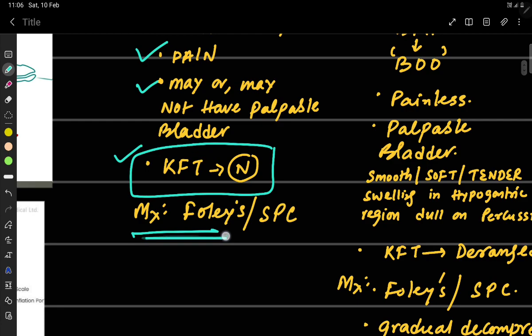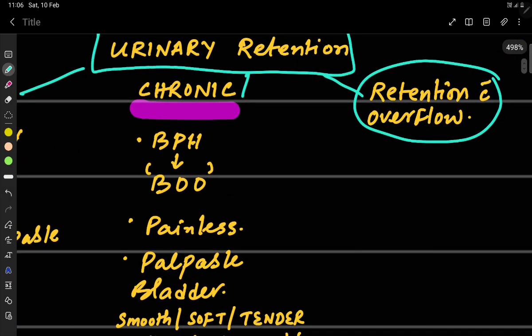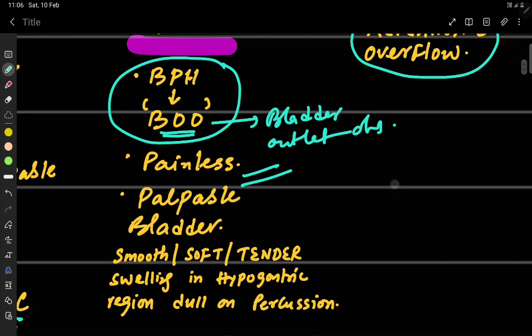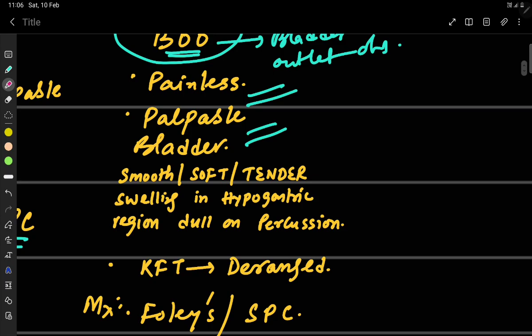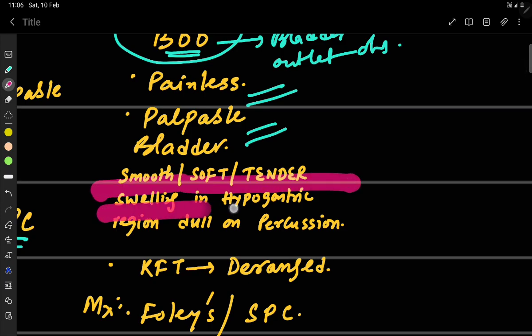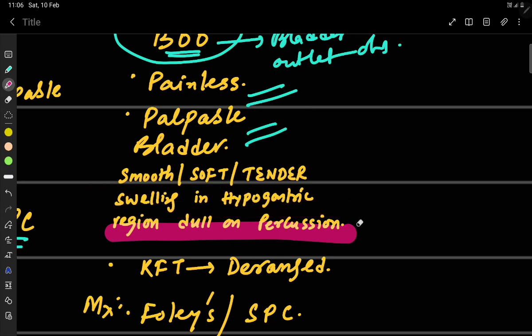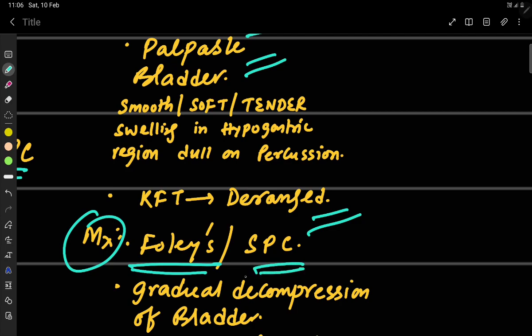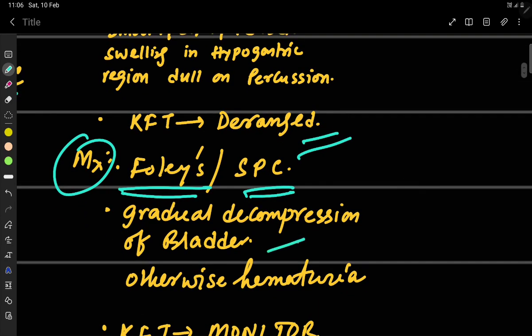Next is the management, that is Foley's catheterization. If Foley's fails, then suprapubic catheterization. Next, what is chronic retention? Chronic retention is generally due to BPH, and this BPH is causing the bladder outlet obstruction. BOO means bladder outlet obstruction. Generally chronic cases are painless with a palpable bladder. The features of this palpable bladder: a smooth, soft, tender swelling in the hypogastric region, dull on percussion. Already I told you this. And the KFT is generally deranged. What is the management? Foley's catheterization, followed by suprapubic catheterization if Foley's is not possible, and then gradual decompression of the bladder.